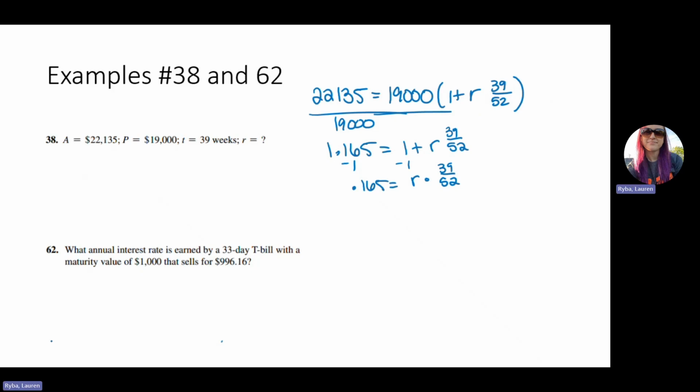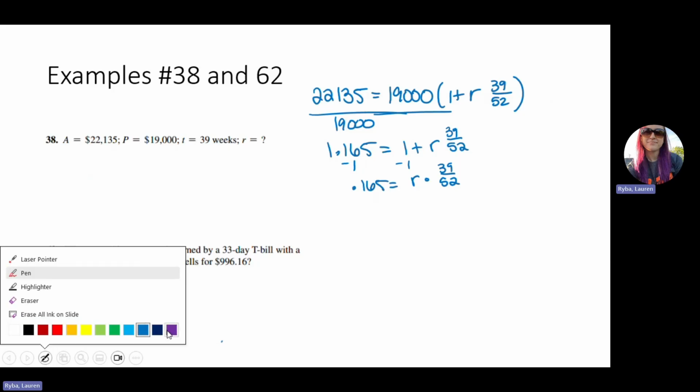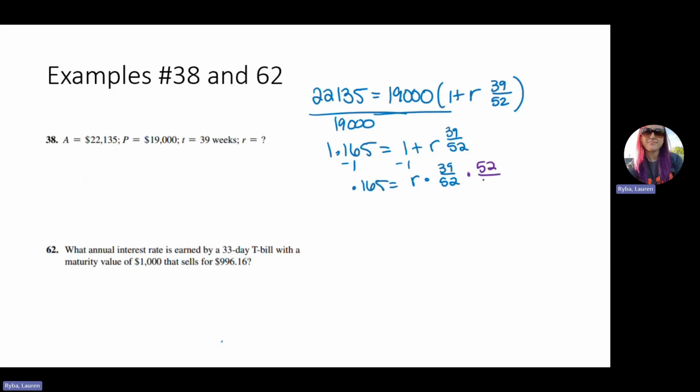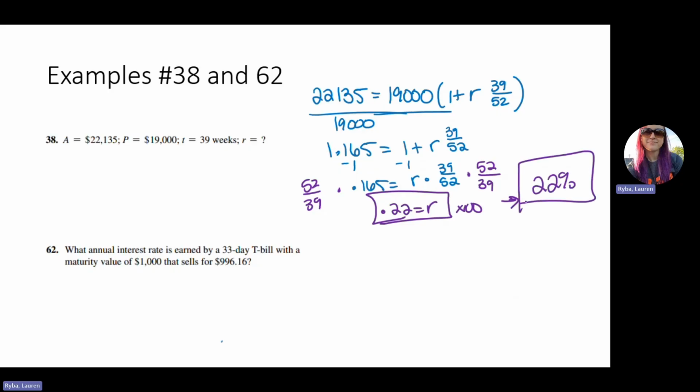And then usually how we get rid of a fraction, since we don't like dividing by fractions, is we multiply by the reciprocal, 52 over 39. So I'm going to multiply 0.165 by 52 over 39. And I get 0.22 equals R. And again, remember that that is the formula version. If I times it by 100, that means I have a 22% interest rate, which is unheard of. You're not going to find that anywhere, not in today's world.